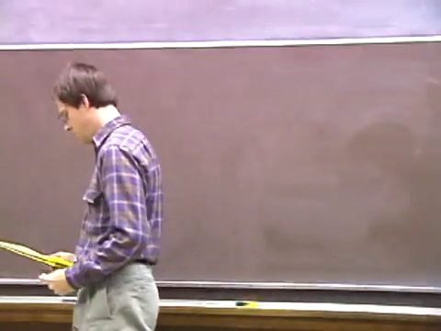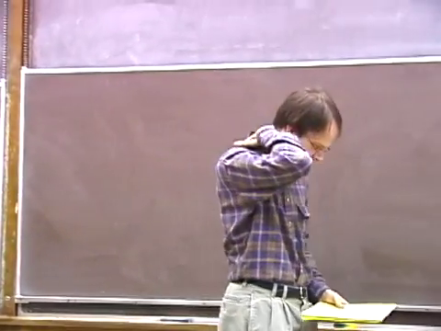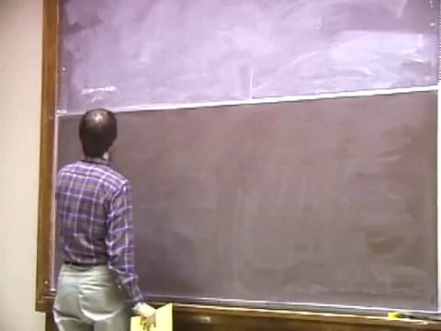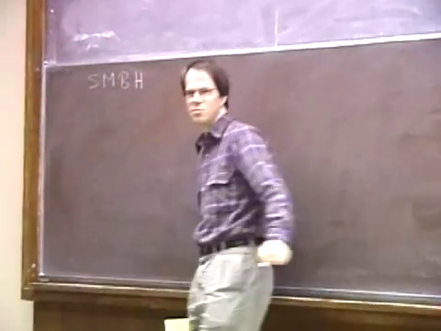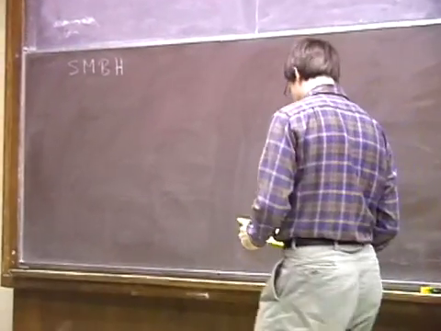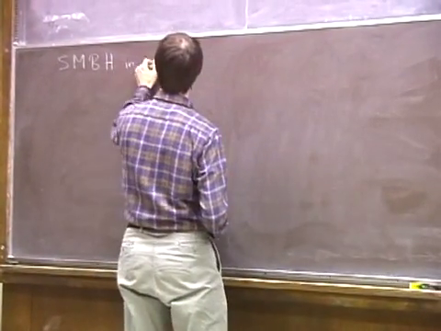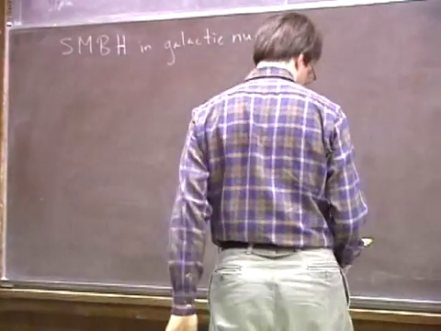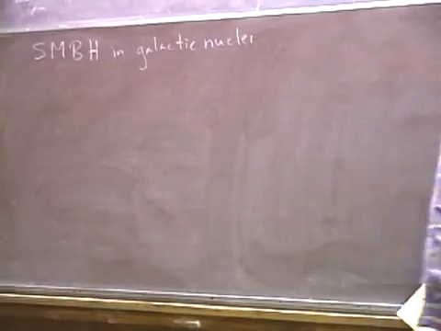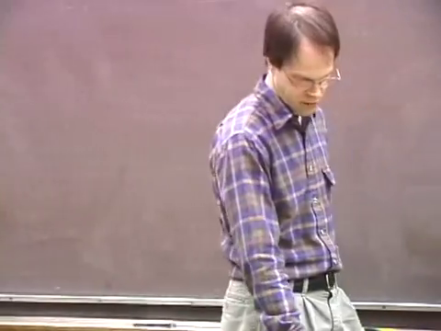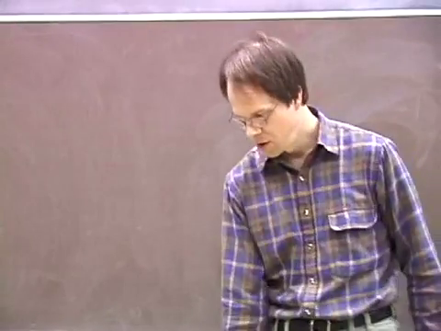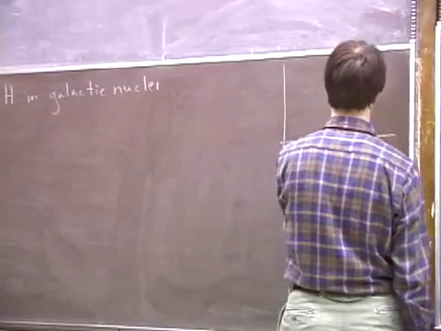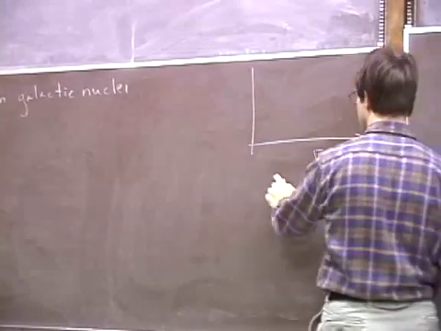So I thought I would try to start by telling you why astronomers believe these things exist. So these are supermassive black holes, SMBH, in galactic nuclei. The best cases that we know about these black holes are from cases where one measures the velocity of stars as a function of distance from the center of the galaxy. So let's let this be r, the distance from the center of the galaxy.